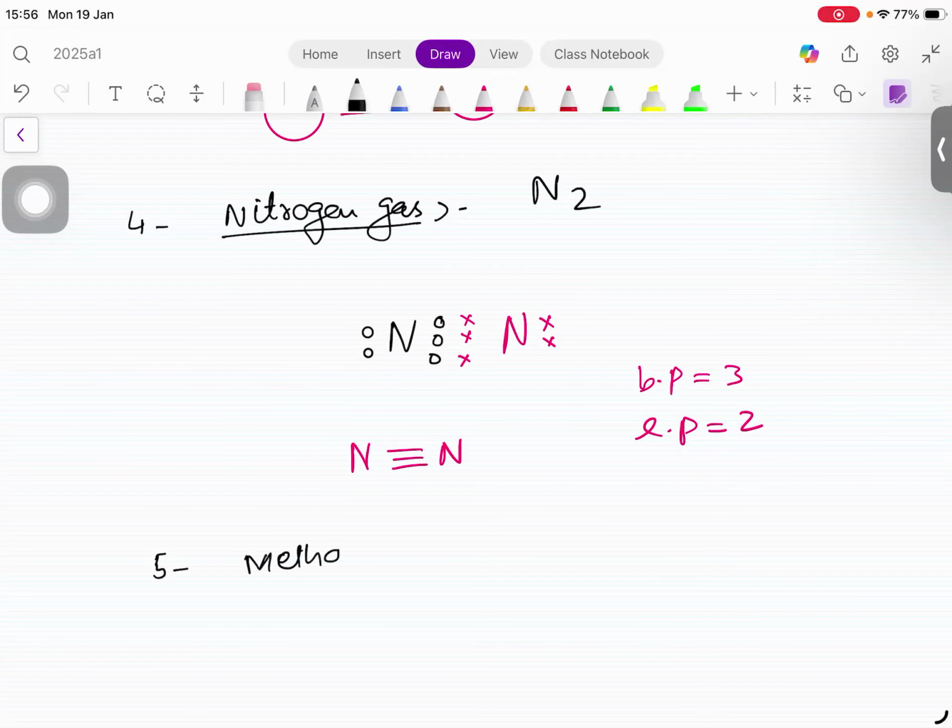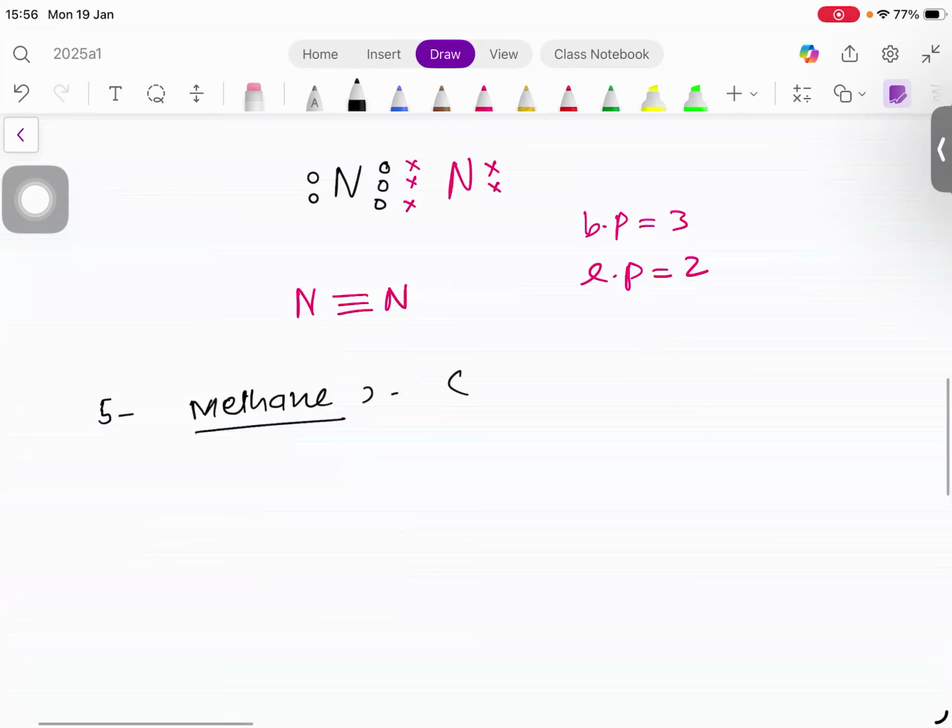If you look at methane, what about this? CH4. Carbon is having 1, 2, 3, 4 electrons in the valence shell. When you have a molecule which is not diatomic, having more than 1 atom, in order to show the dot and cross, once you are sure that it's a covalent bond, first write the central atom, the single atom. Like in this case, out of CH4, carbon is the single atom.